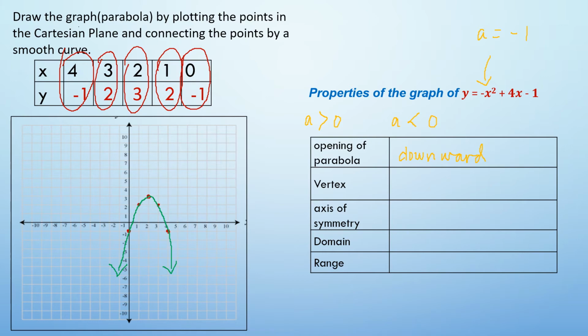Next, where is the vertex of the graph? The vertex of the graph is at point, this is the vertex of the graph. It is at point (2, 3). This is also the maximum point of our parabola.